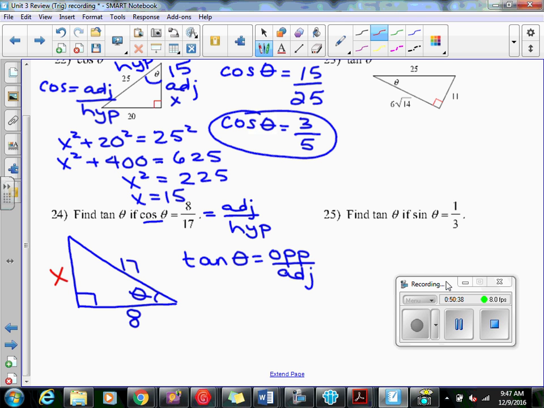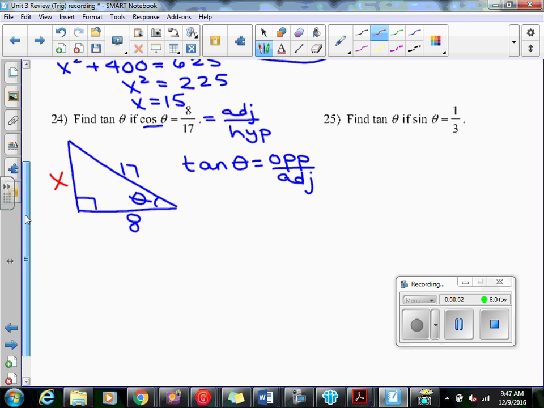I don't know how many times to tell you, but when you are trying to find a missing leg or side in a right triangle, if you know the length of two sides, you always use Pythagorean theorem to find the third one. So it'll be x squared plus 8 squared equals 17 squared. Now work it out. That'll be x squared plus 64 equals 289.